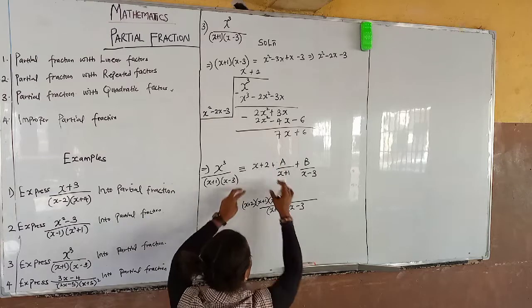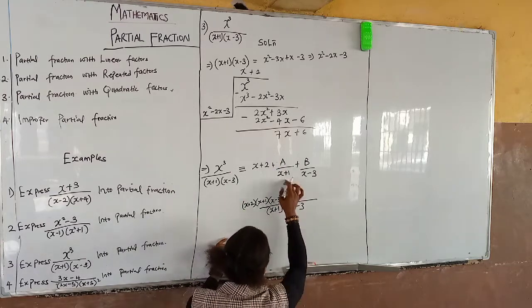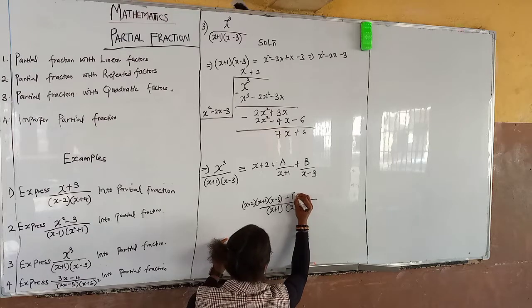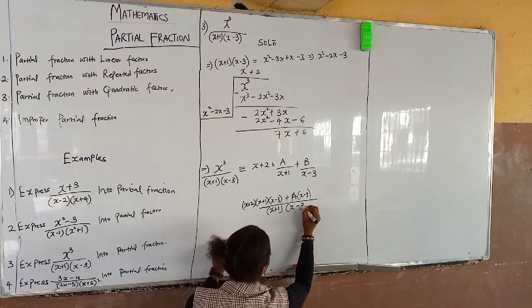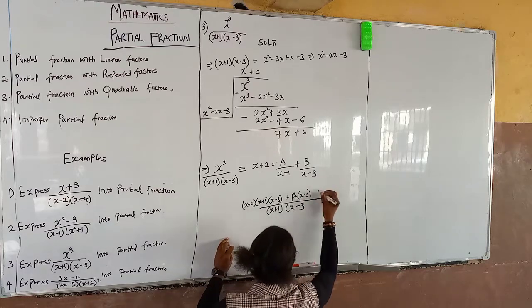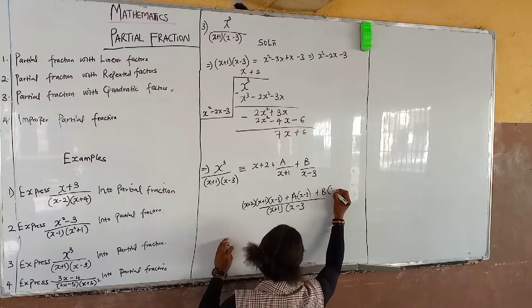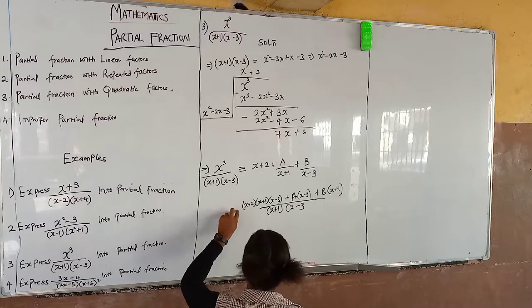Some people may not do this, but some people may do it. Guarantee your full answer. This divided by this, we have plus a into what? x minus 3. And we have this and this, we have plus b into what? x plus 1.